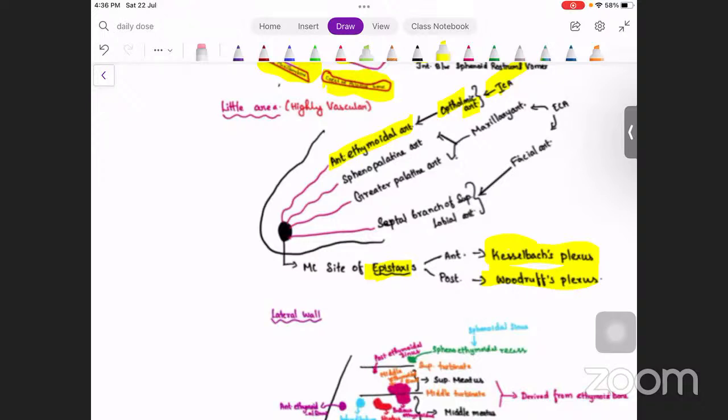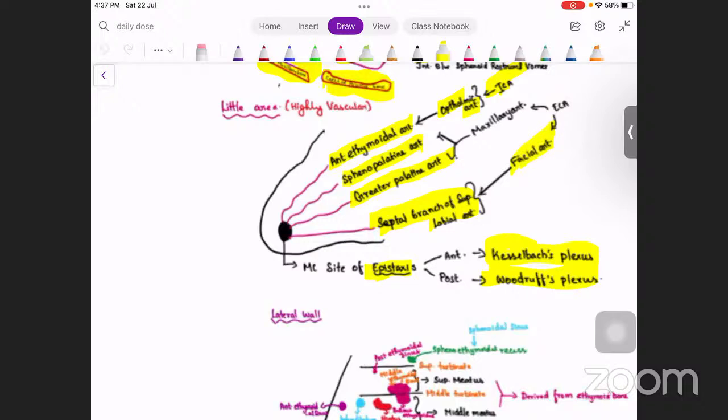And the second one is your sphenopalatine artery and greater palatine artery, which are the branches of your maxillary artery. And the fourth artery is your septal branch of superior labial artery, which is a branch of your facial artery.